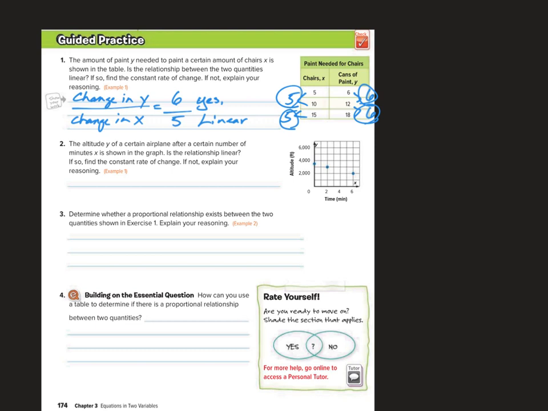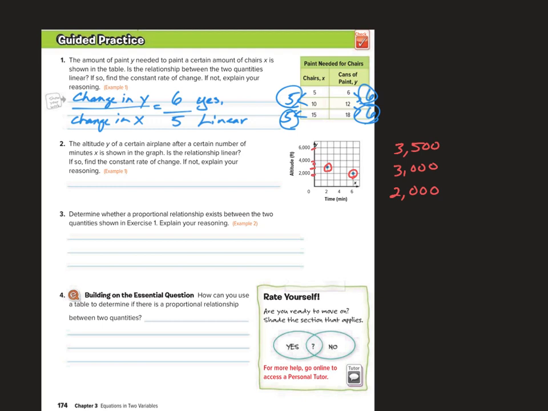So let's look at our scale. We're going up by 2,000, 2,000, 4,000, 6,000. So 3,000 would be right in the middle, and this first dot would be 3,500. The second, 3,000. And the third would be 2,000.